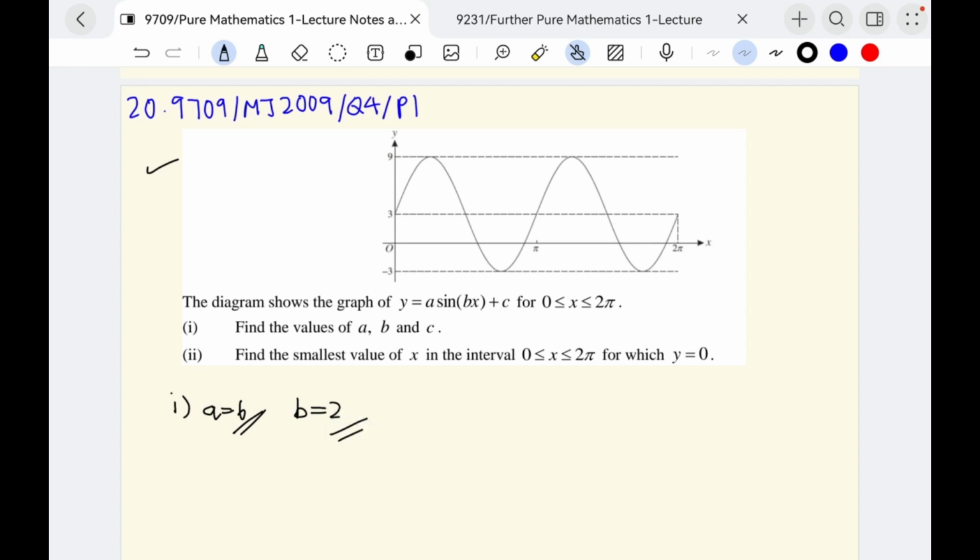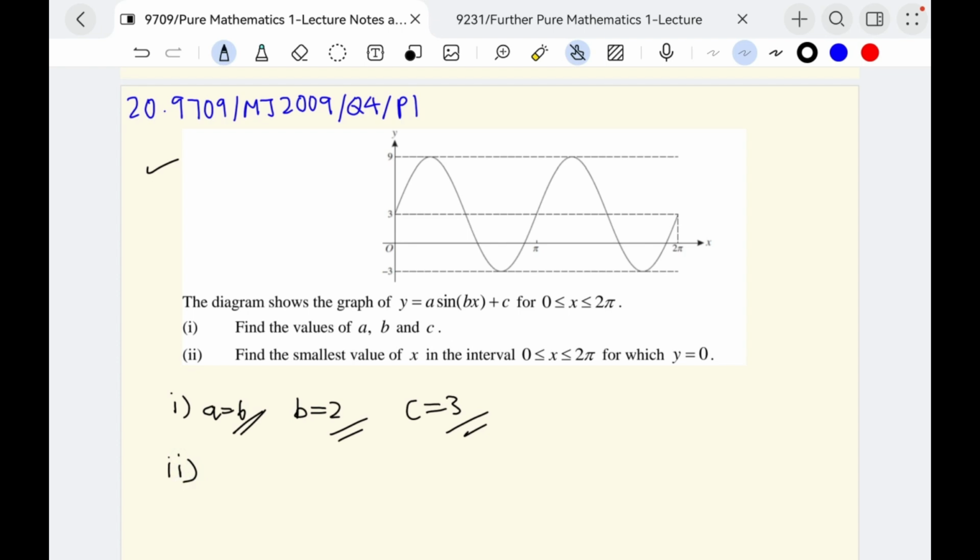Okay, c. c is the vertical shift, or the vertical distance that the graph moves up. Since the center line, the equilibrium axis, is no longer 0 but 3, it means the entire graph moves upwards by 3 units. So therefore, c equals 3. That's all. Now let's proceed to part 2.